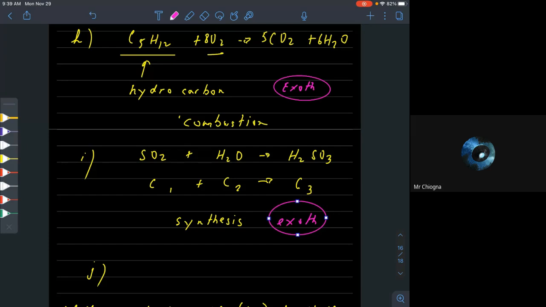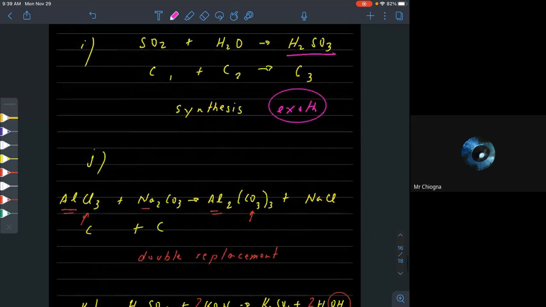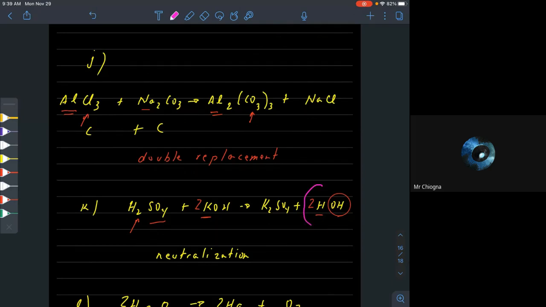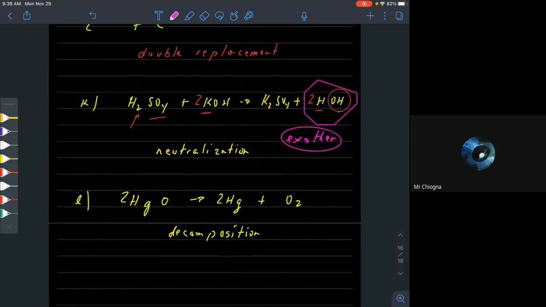Okay, you're forming a bond. Whenever you form a bond, you're going to release lots of energy, exothermic. J, double replacement, we don't know. Neutralization, again, you're forming water, which is a strong bond. That usually overtakes anything else. Exo. Forming of a strong bond means release of lots of energy. Decomposition, you have to add energy to decompose. Endo.